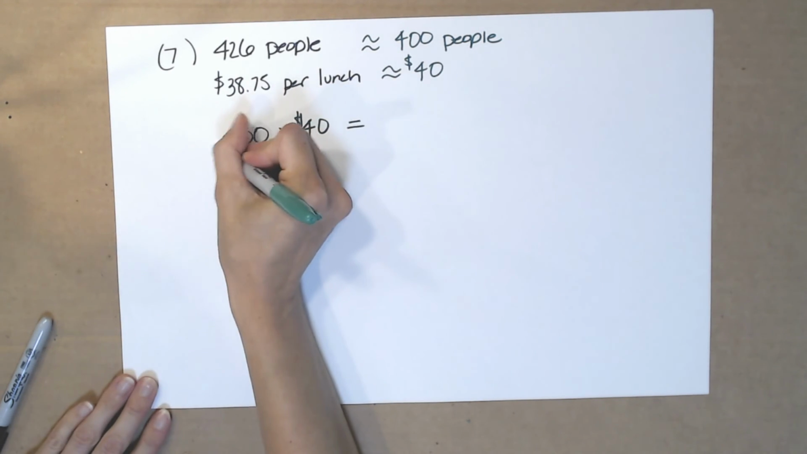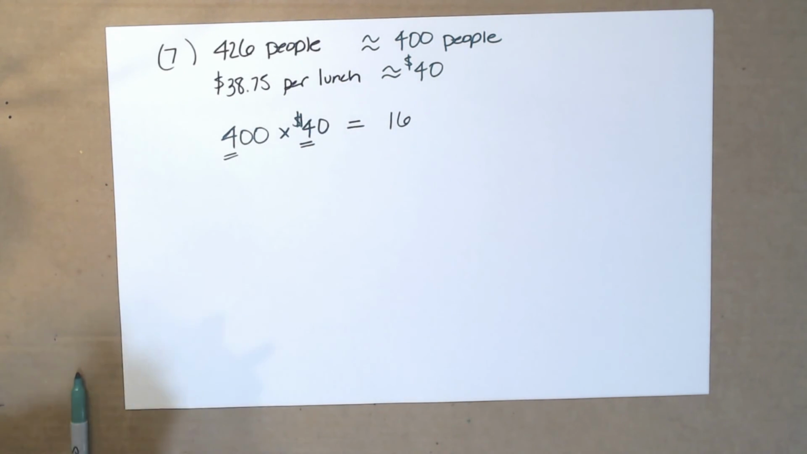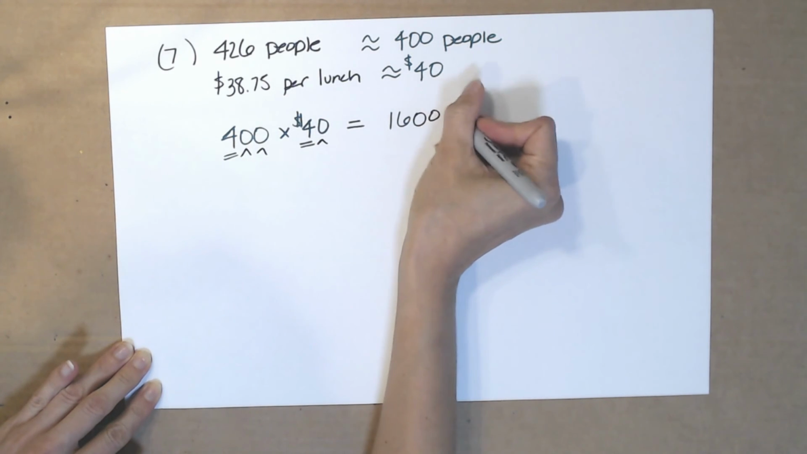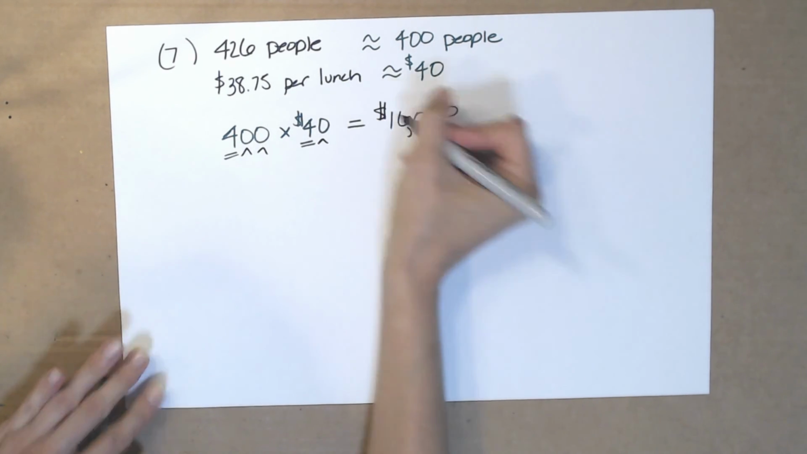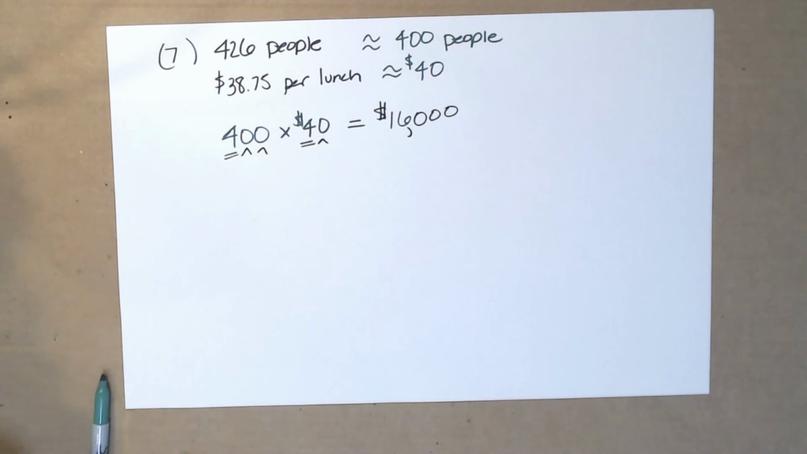So here I can just take my leading digits. 4 times 4 is 16. Add my trailing zeros. I have 1, 2, 3 zeros. 1, 2, 3. I get $16,000 to pay for lunch for all these people. Pretty expensive lunch. So that's your review assignment.